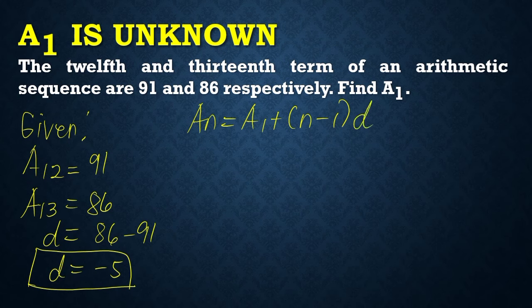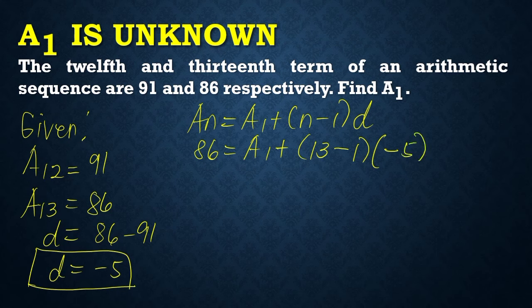Okay. So, yung a sub n natin, the nth term natin, is 86 is equal to a sub 1 plus what is n? Since ang ating nth term is the 13th term, our term position will be 13 minus 1 times the common difference, negative 5. So, what if ang ginamit natin is yung 12th term na 91? So, dito sa a sub n, 91. And then dun sa n, term position, magiging 12 na lang. So, anyway, kahit alin man dun ang gamitin nyo, makukuha pa rin naman yung tamang sagot.